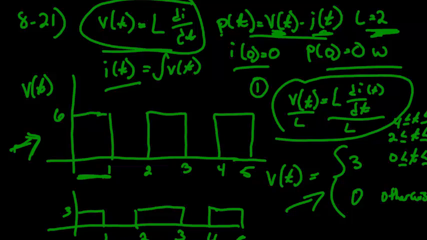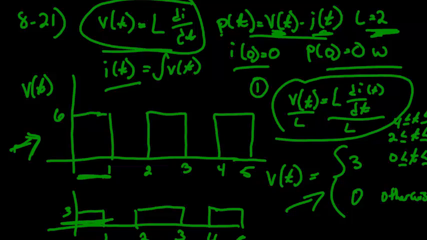All right, let's go back to the steps. L is 2, right? So what does V represent now? V represents the derivative of I of t. And what is the derivative of I of t? It's the slope of I of t. That's all V of t is representing. That means that V of t is equal to the slope of I of t.